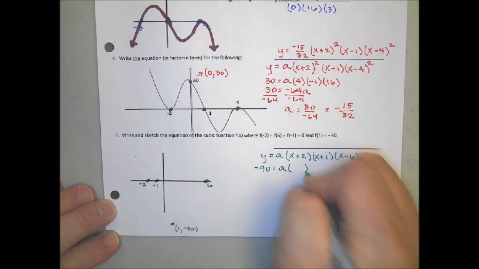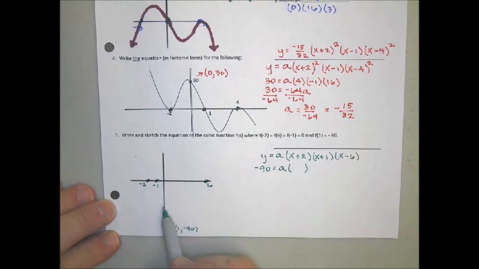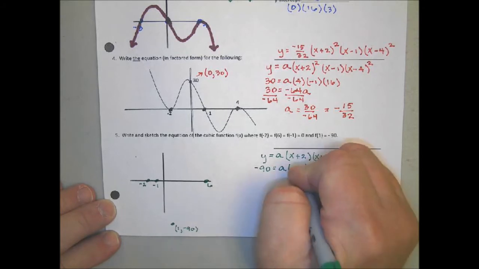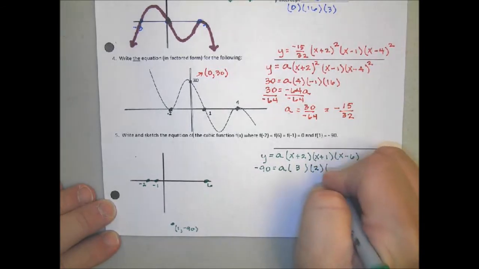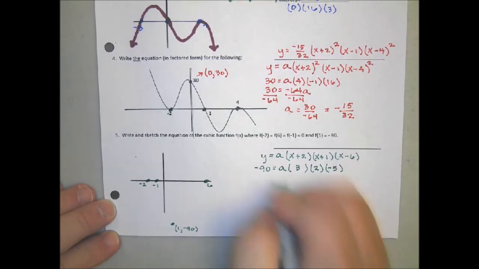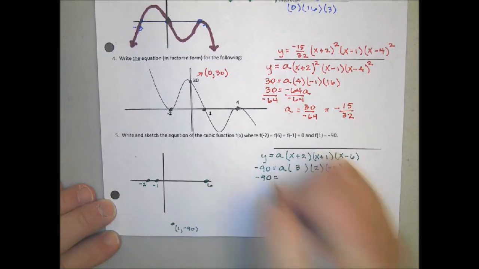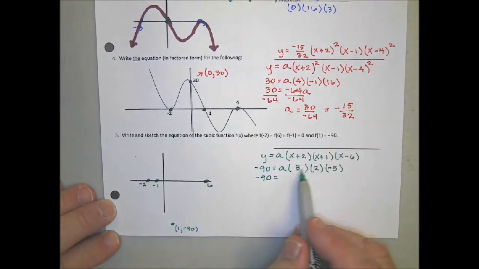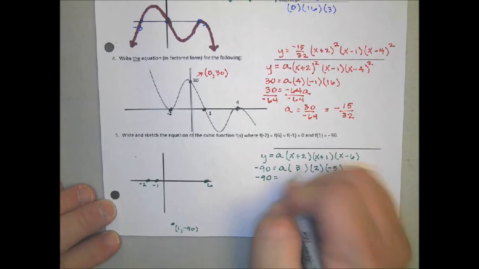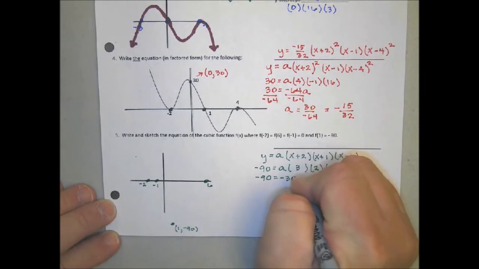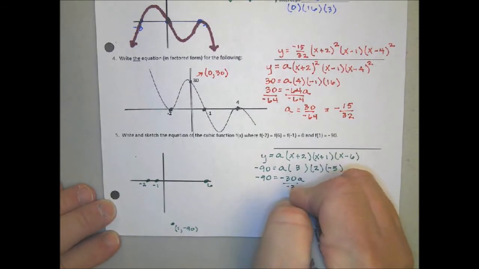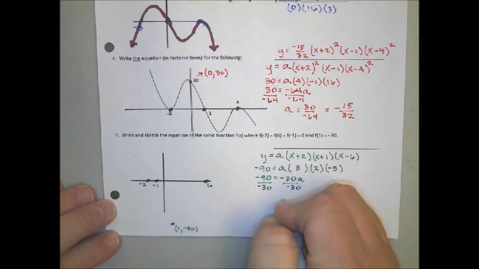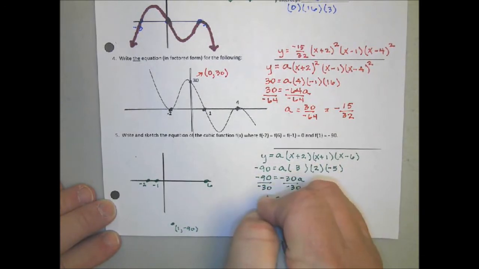Now instead of thinking of x's as being zeros, I'm going to think of the x's as being a 1. So 1 plus 2 would be 3, 1 plus 1 would be 2, and 1 minus 6 would be negative 5. So negative 90 equals 3 times 2 is 6, times negative 5 is negative 30, negative 30a, divide both sides by negative 30, and you get a equals positive 3.